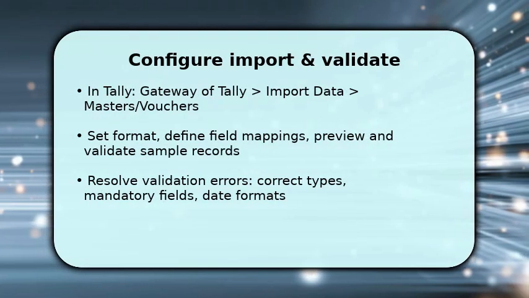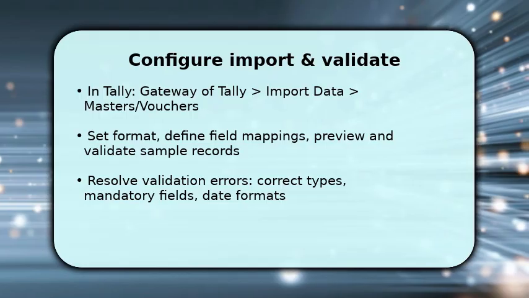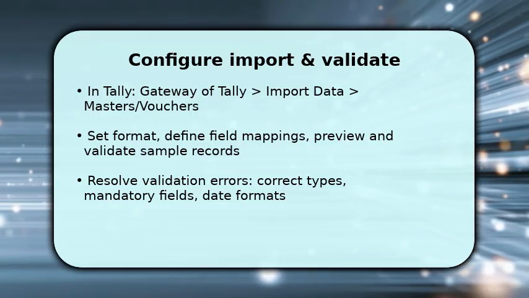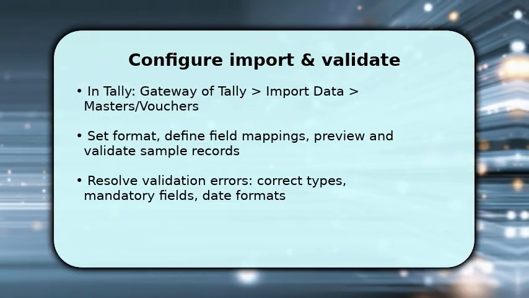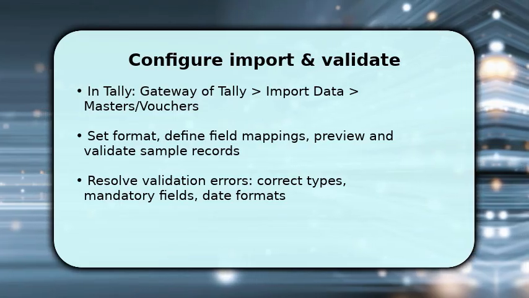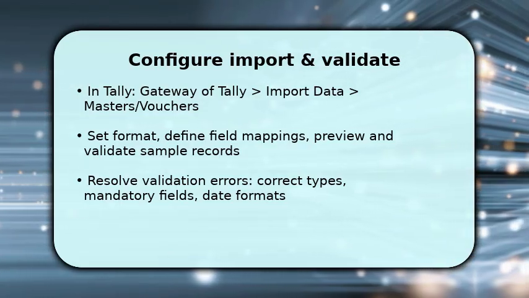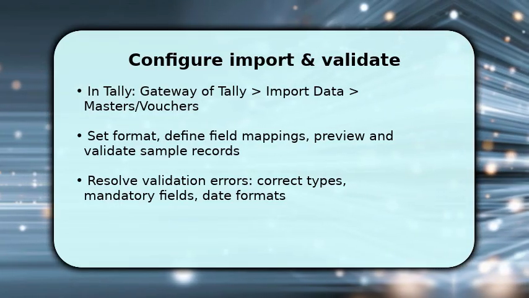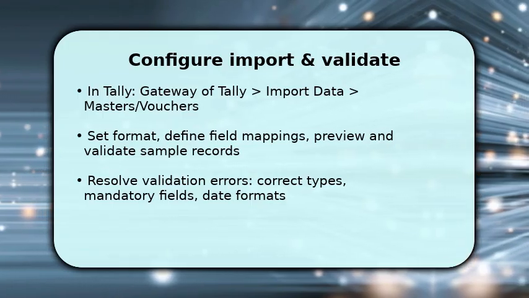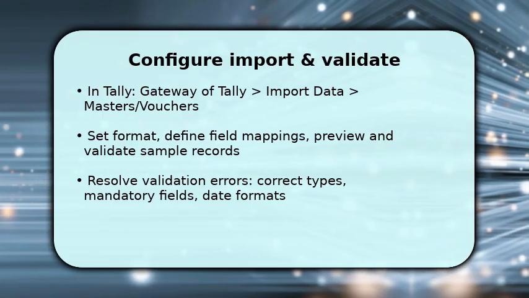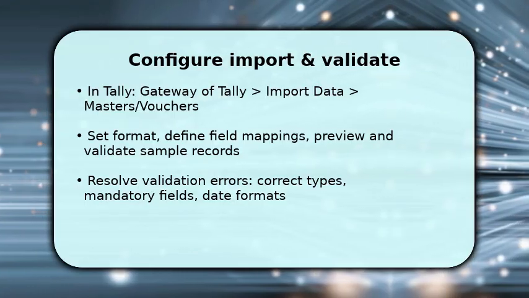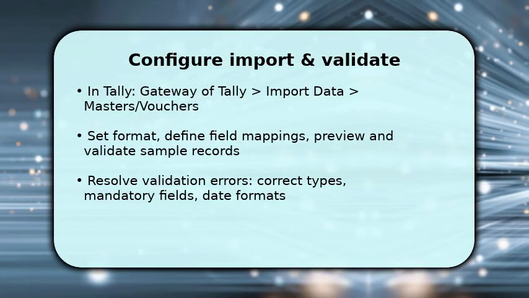Now you configure the import and validate records. In Tally, go to Gateway of Tally, choose Import Data, and select Masters or Vouchers depending on content. Pick the file and set format options, then use the mapping screen to link each Excel column to a Tally field. Preview a few sample records and run validation to catch type mismatches, missing ledgers, or invalid dates.